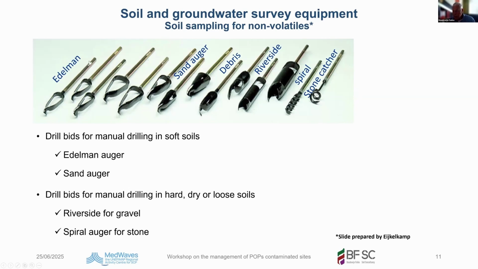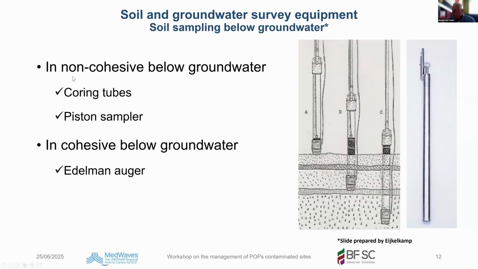These are the auger bits, and here on top of the handle, it's with a bayonet connector, and you can use extension rods. Manually, you can at a maximum go 5 meters deep in soft soil. Sampling of non-cohesive soil or sediments below groundwater. You have different types, coring tubes and piston.